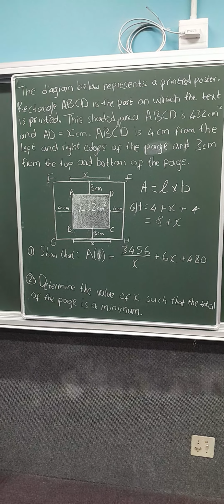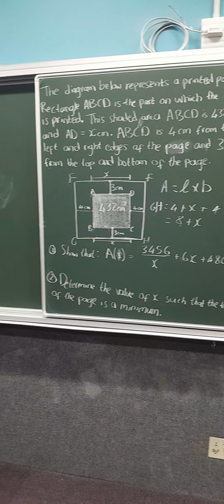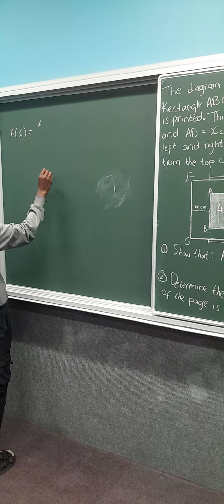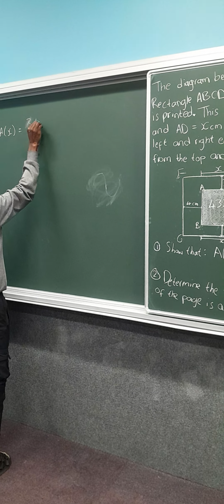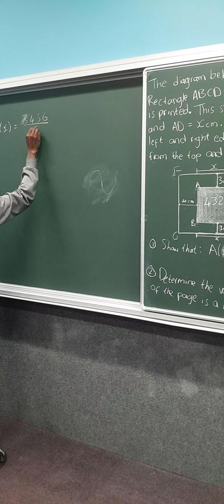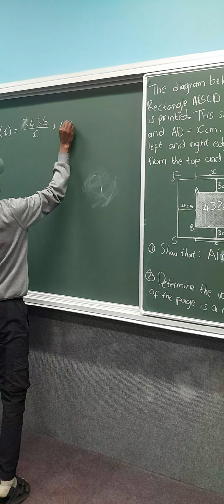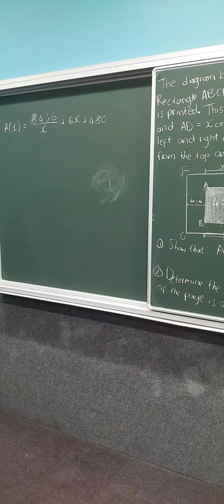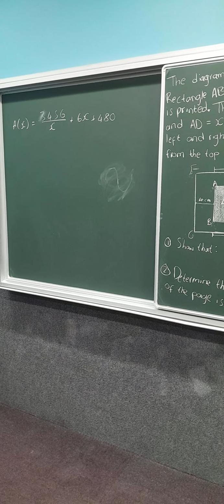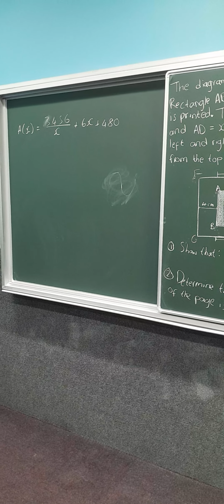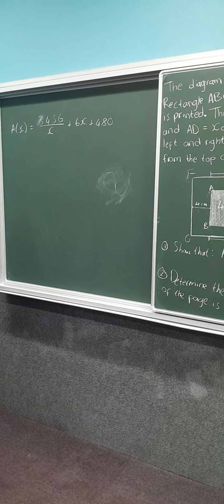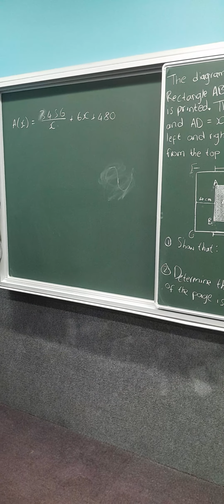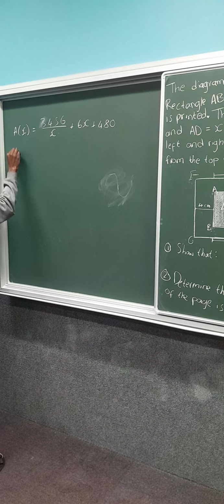So remember that we're looking for the area, and the area was what? We proved the area to be 3,456 divided by x plus 6x plus 480. So now we need to do the first differentiation of this function and equate it to 0 in order to solve for x. So now we can see that we have a variable in the denominator, and we are not allowed to differentiate with the variable that is in the denominator.